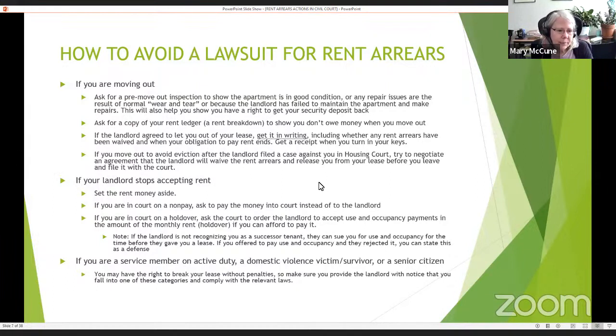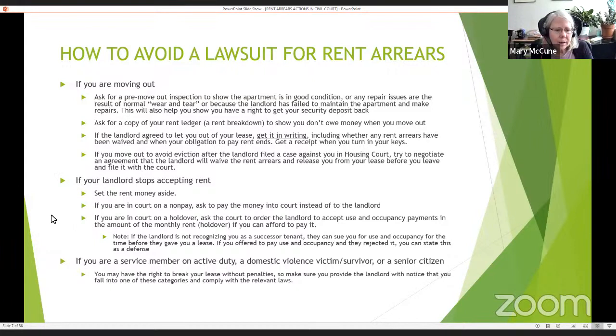If your landlord stops accepting rent, that's pretty common if they filed a holdover case against you. But it can also happen if your lease expires and they don't want to renew it, or if they're just harassing you. Sometimes that's a form of harassment they use to try to get people out. Set the money aside. Just because they don't accept it doesn't always mean you don't owe it. So don't spend it. Keep it someplace safe. Set it aside in an account, a checking account if you have it. If you're in court when this happens, you can ask to pay the money into court instead of to the landlord. And then you'll have a record that it's been accepted.